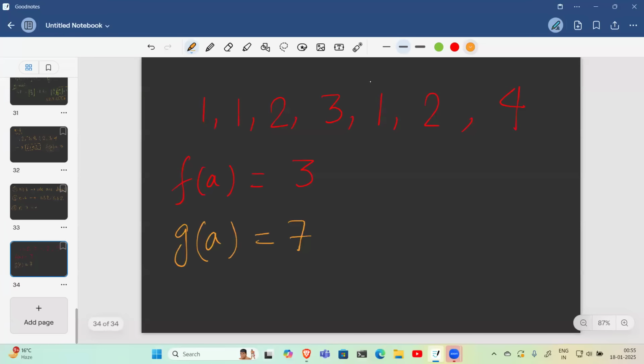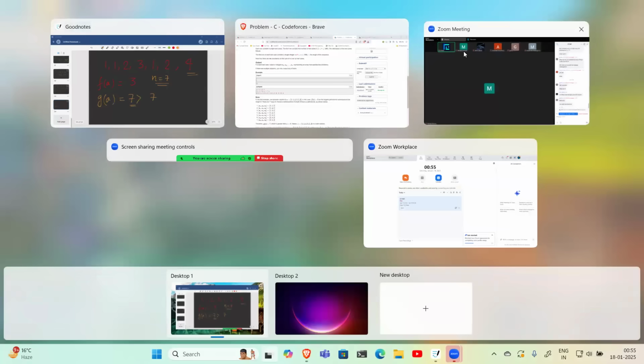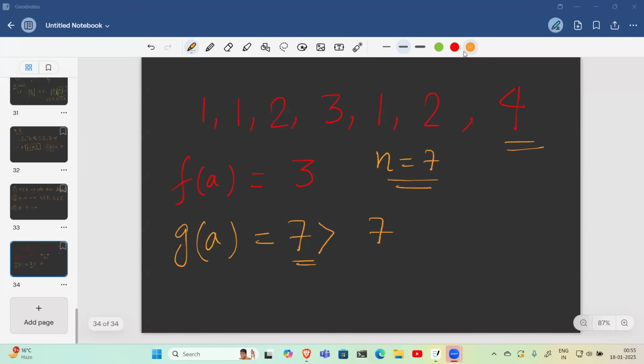But since the value of n is 7, we need to print some answer where g of a is greater than n. So we need to print something where g of a is greater than 7. So just adding an extra 4 seems to not work. So what should I do? Okay, Amit says 1, 2, 3, 4. Okay, I've seen 2 suggestions. Let's try both of them.